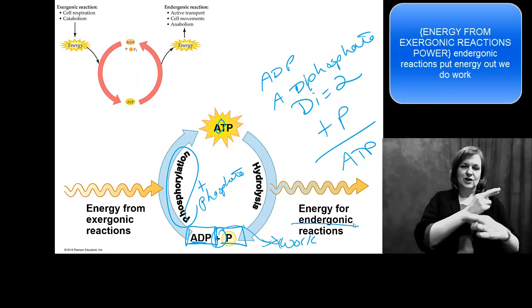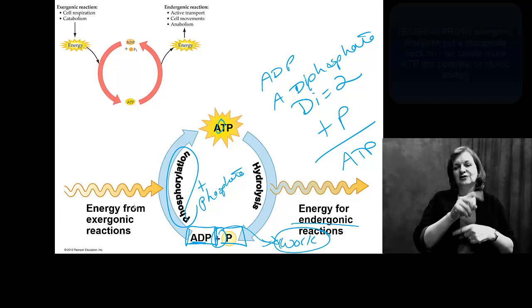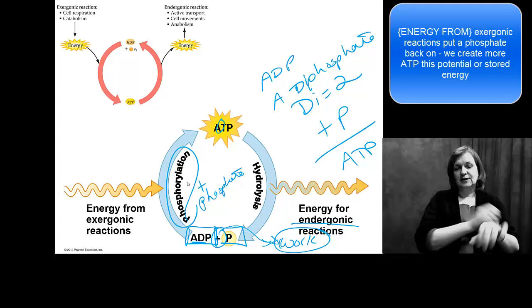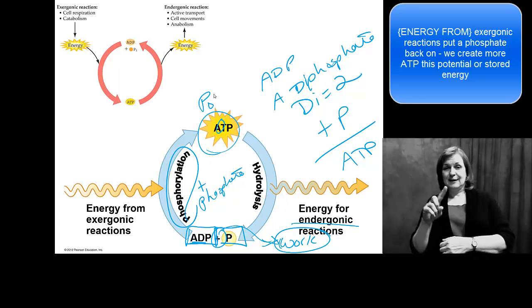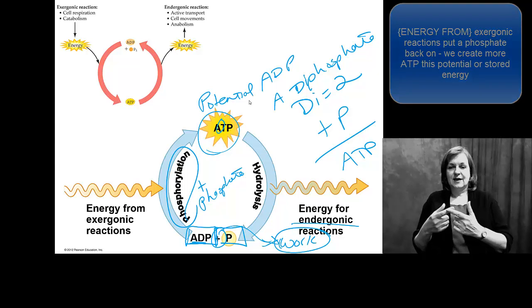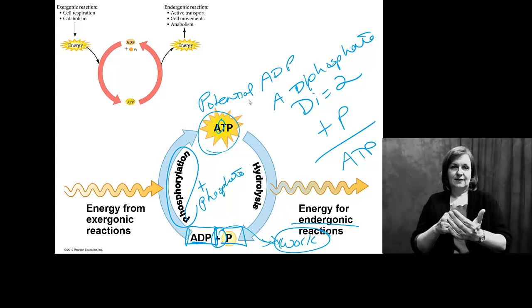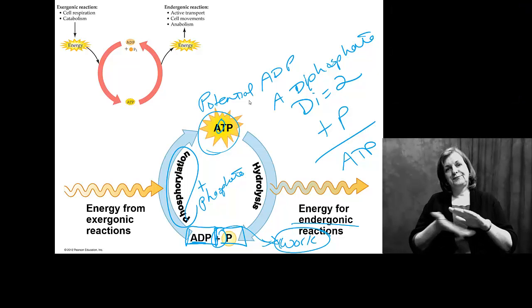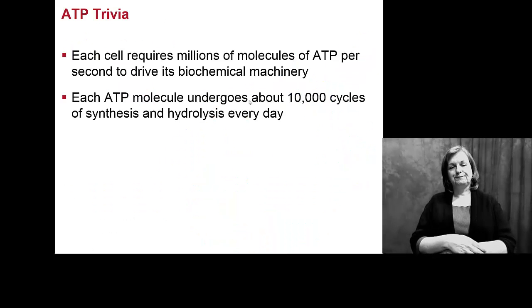Endergonic reactions put energy out, we do work. Exergonic reactions put a phosphate back on, we create more ATP, this potential or stored energy to be used later. And we keep going and going and going all day long.